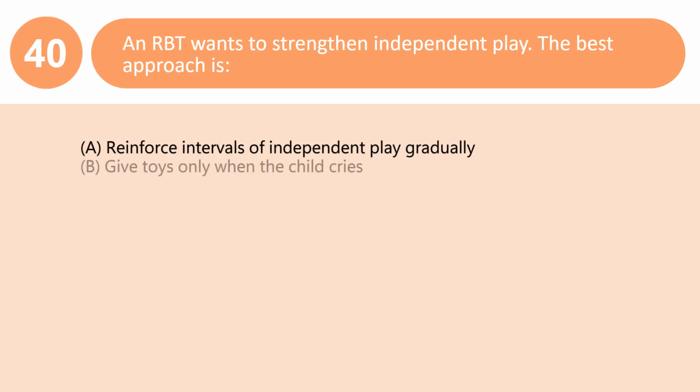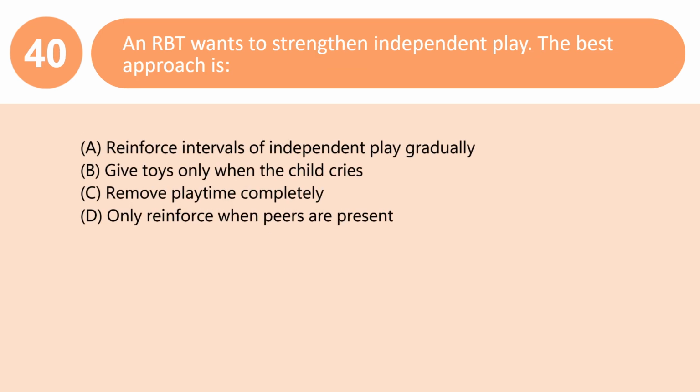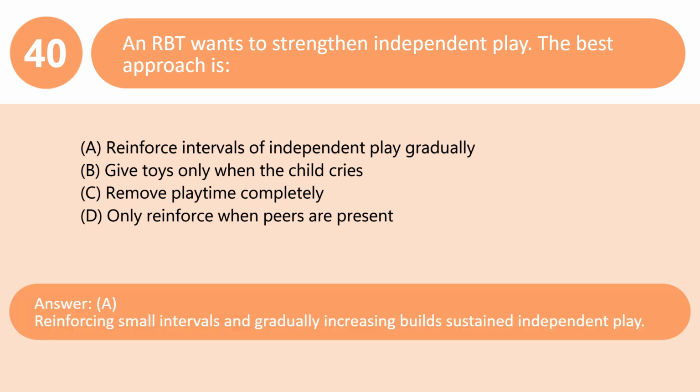An RBT wants to strengthen independent play. The best approach is A. Reinforce intervals of independent play gradually. B. Give toys only when the child cries. C. Remove playtime completely. D. Only reinforce when peers are present. Answer: A. Reinforcing small intervals and gradually increasing builds sustained independent play.